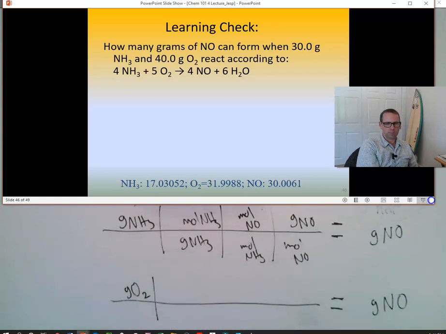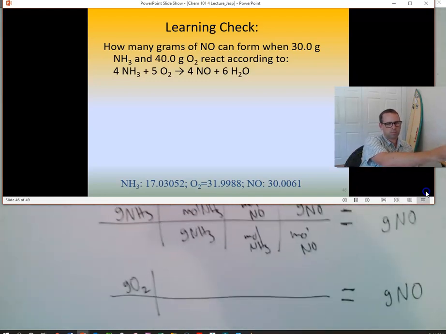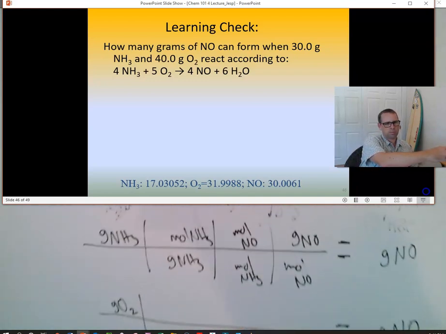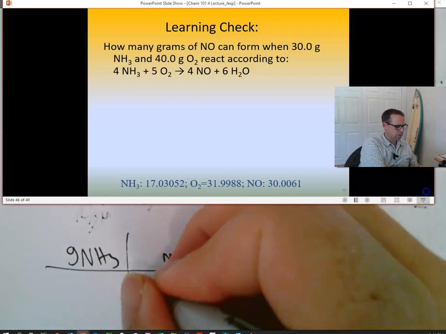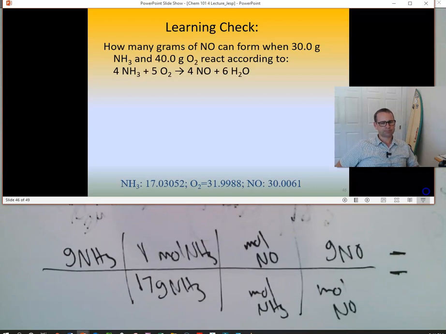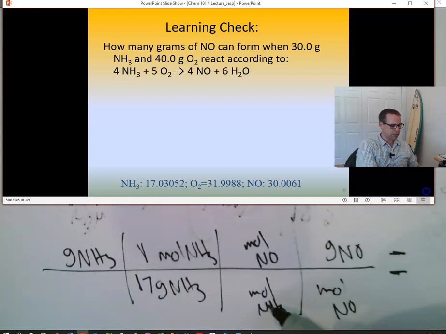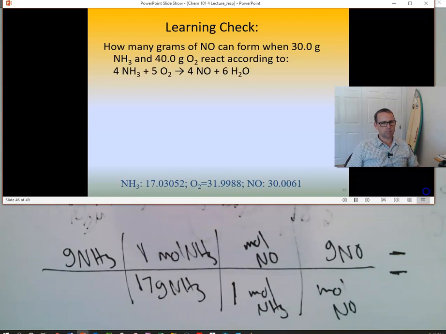Okay, this is where it gets iffy. So we look below, we see grams of NH3 is 17. Very good. 17 grams for every 1 mole of NH3. Excellent. And then below we have 1 mole of NH3 to 1 mole of NO.